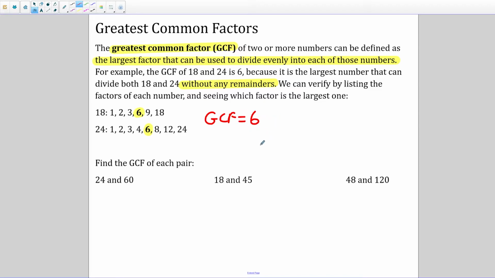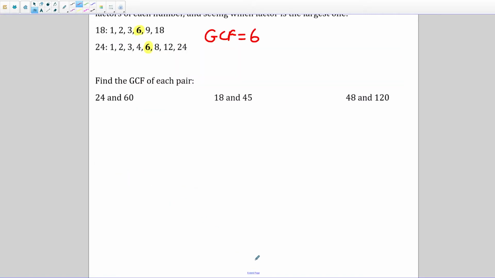Let's go ahead and try out a couple of different examples of finding the GCF. Now, a quick tip here: if you are very proficient at mental math, you might find this a little bit quicker to do. You might not need to write out the factor lists of each number. You might just be able to figure out the largest divisor of each of these pairs and go from there. But let's go ahead and use our factor lists to figure out the GCF of each of these.